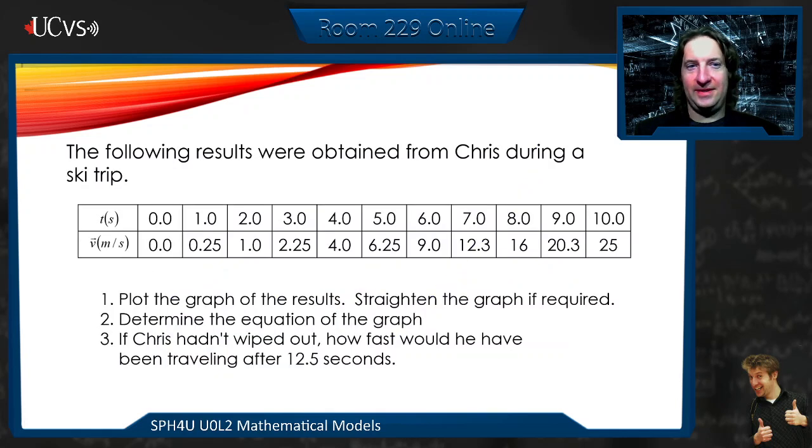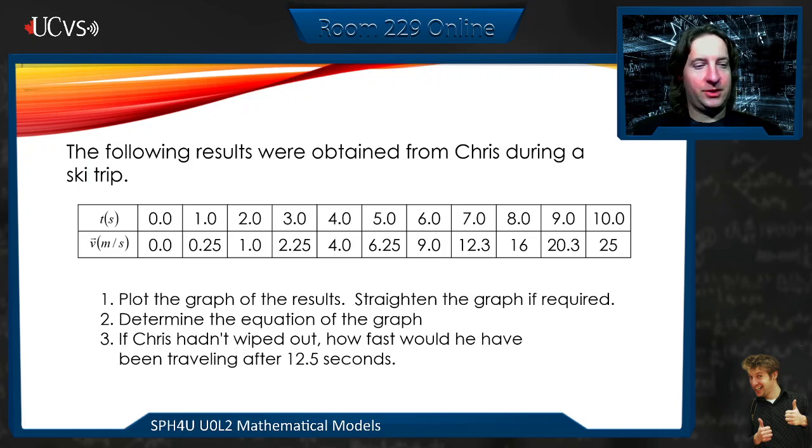If that's complicated or difficult to see just by talking about it, let's do an example. Okay, so let's say Chris was gone on a ski trip, and comes up with this data. So we have time going up by seconds, and we have velocity in meters per second.